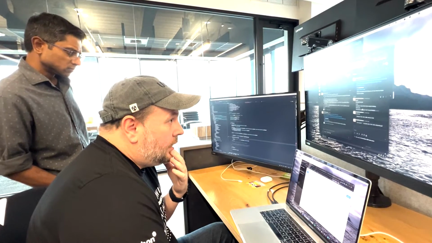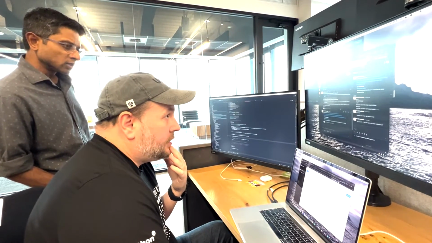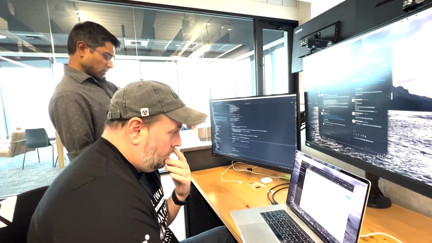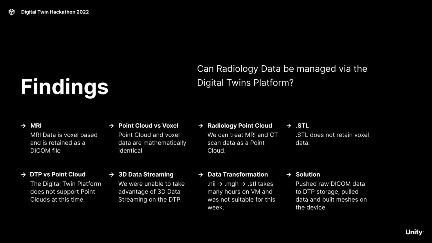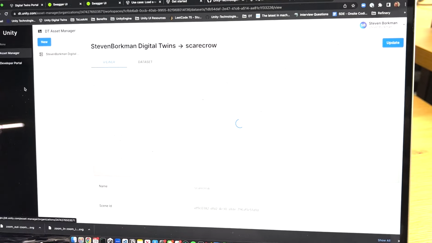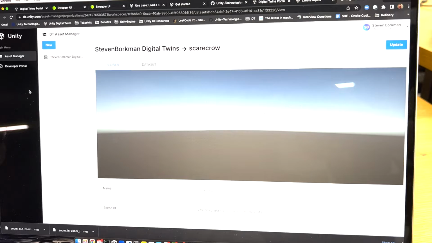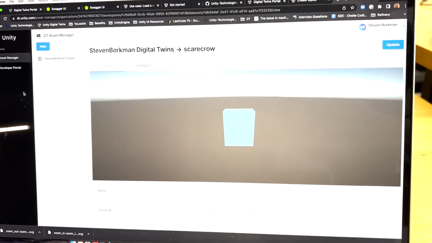We want to think about virtual reality, augmented reality, mobile, and PC deployed through the digital twin platform. During the hackathon, we found a few things that were helpful, and we found a few things that were difficult to bypass that caused us to pivot from our original plan.